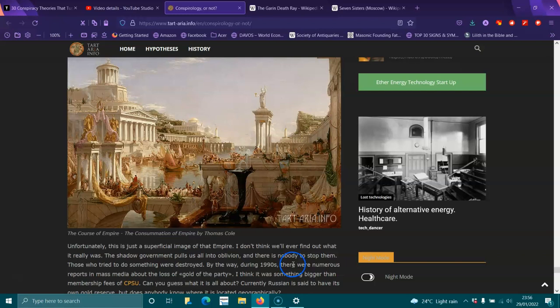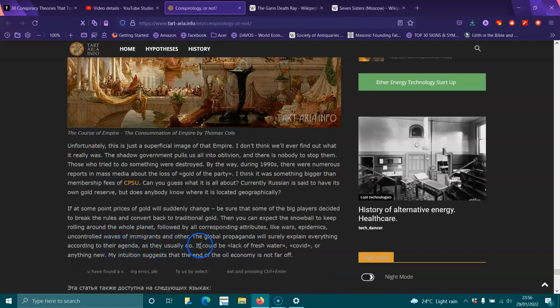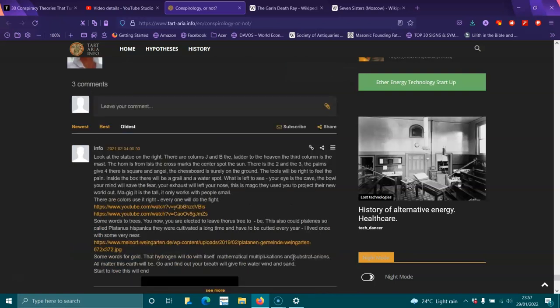By the way, in the 1990s, there were numerous reports in mass media about the loss of gold of the party. I think it was something bigger than the membership fees of the CPSU. Can you guess what it was all about? Currently, Russia is said to have its own gold reserve, but does anybody know where it is located geographically? If at some point the price of gold suddenly changes, be sure that some of the big players decided to break the rules and convert back to traditional gold. Then you can expect the snowball to keep rolling around the whole planet, followed by the corresponding attributes like wars, epidemics, uncontrolled waves of immigration and others. The global propaganda will surely explain everything according to their agents, as they usually do. It could be lack of fresh water or anything new. My intuition suggests that the end of the oil economy is not far off. Yeah, I agree with that. It's not far off at all.